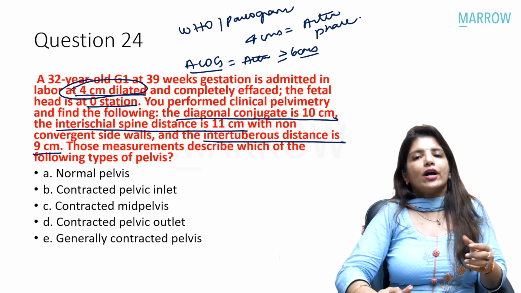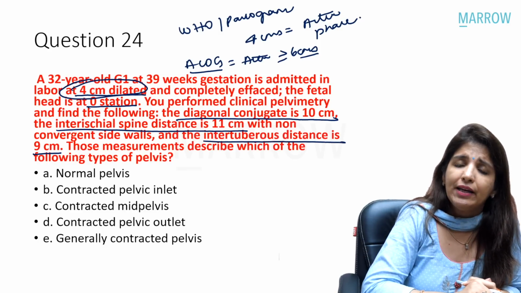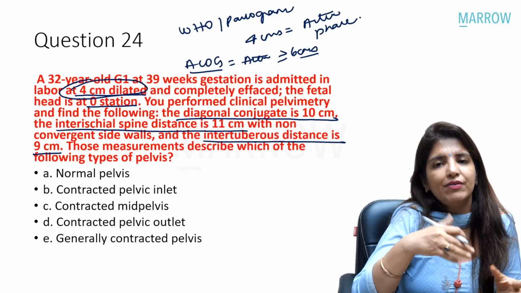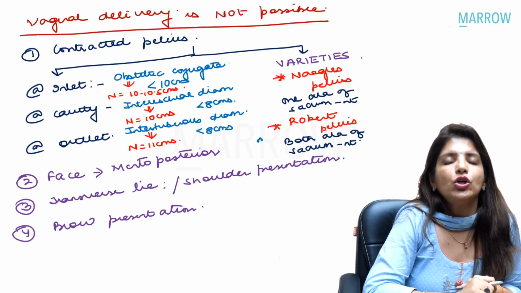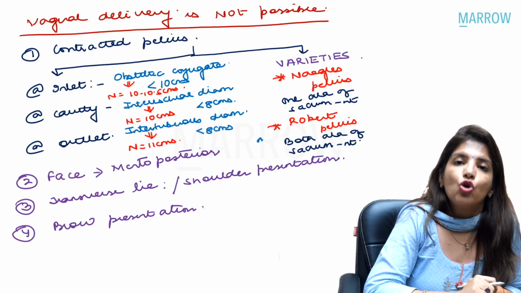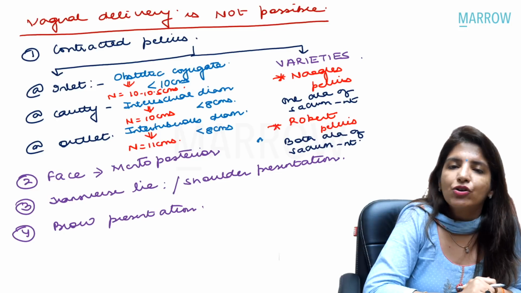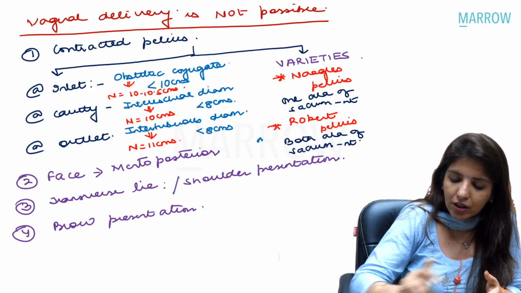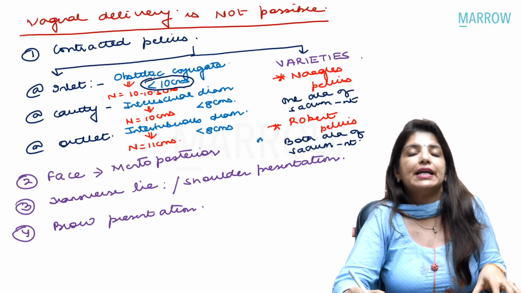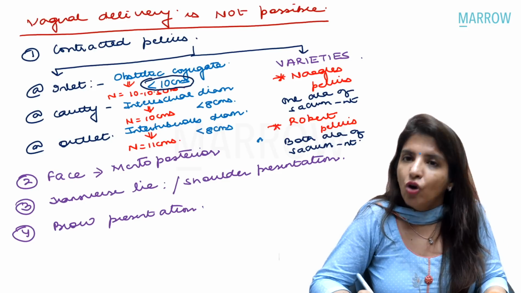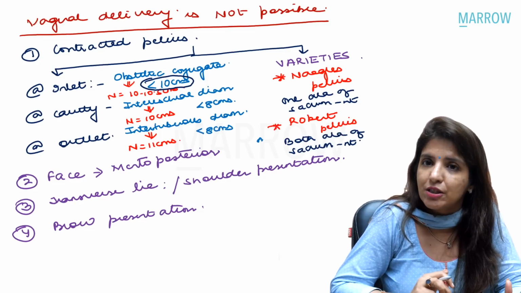Okay. Now let's talk about pelvis. In the pelvis, we have the pelvic inlet, the mid-pelvis and the outlet. In case of the pelvic inlet, if I want to know whether it is normal or contracted, I have to look at the obstetrical conjugate. If the obstetrical conjugate is less than 10 centimeters, that means the inlet is contracted. Normally, obstetrical conjugate is between 10 to 10.5 centimeters, right?